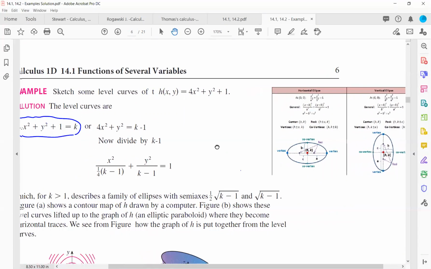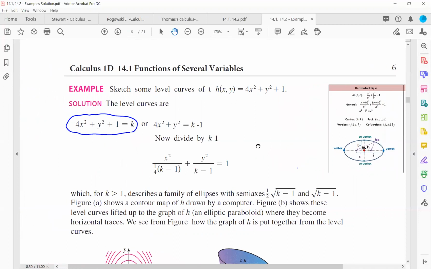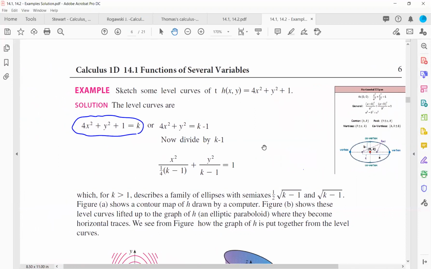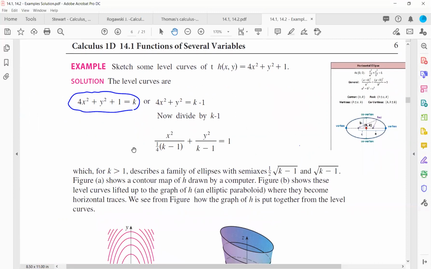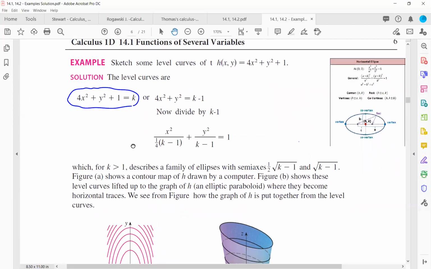So let us divide both sides by k minus 1. Then you have x squared divided by one fourth times k minus 1, plus y squared divided by k minus 1, equals 1. Very well. First of all, k cannot be 1 because it's in the denominator.